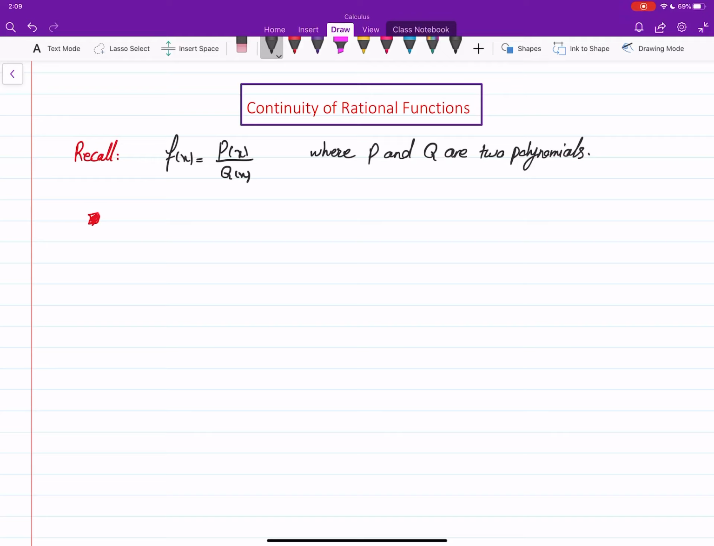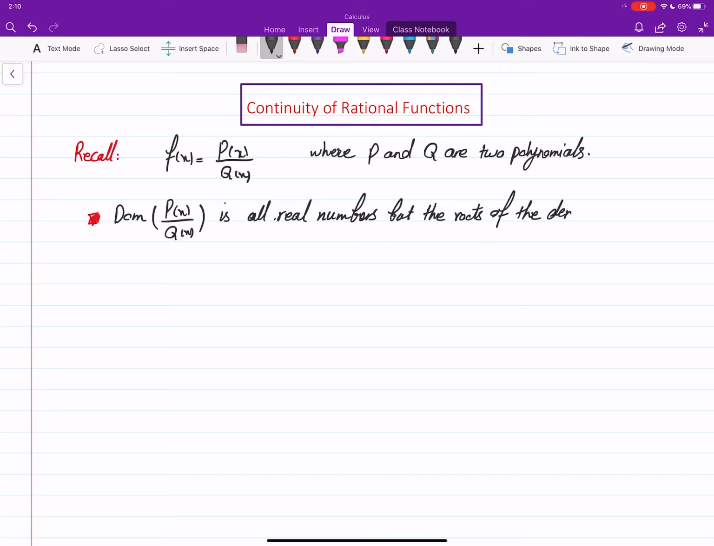So let me just write: the domain of P(x) over Q(x) is the whole of all real numbers, but the roots of the denominator. The denominator here is Q(x). So it's everything but wherever Q(x) is 0.